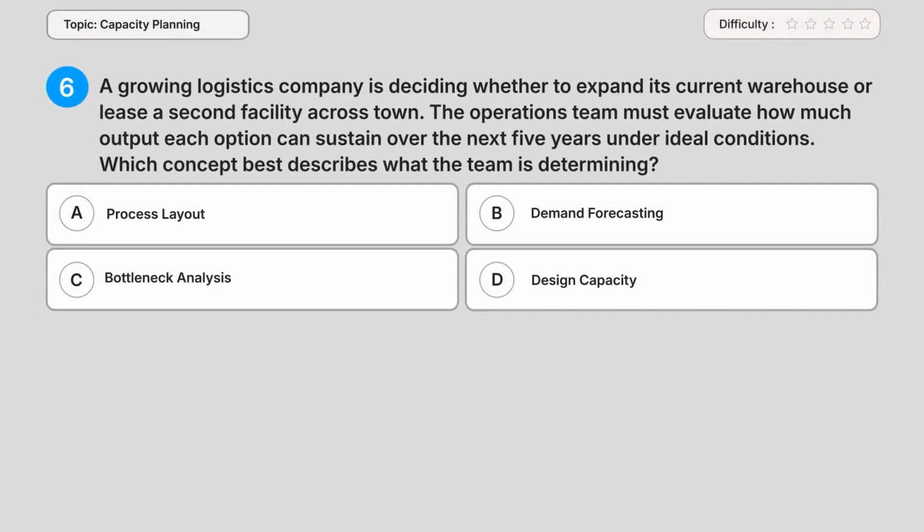6. A growing logistics company is deciding whether to expand its current warehouse or lease a second facility across town. The operations team must evaluate how much output each option can sustain over the next 5 years under ideal conditions. Which concept best describes what the team is determining? A. Process layout. B. Demand forecasting. C. Bottleneck analysis. D. Design capacity. Do you know the answer?